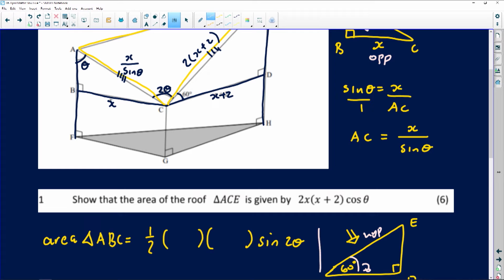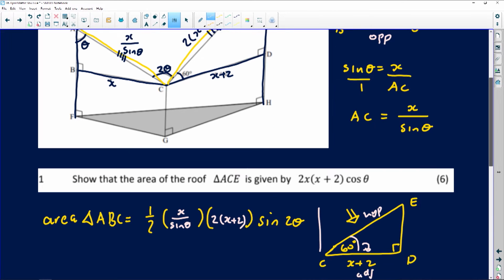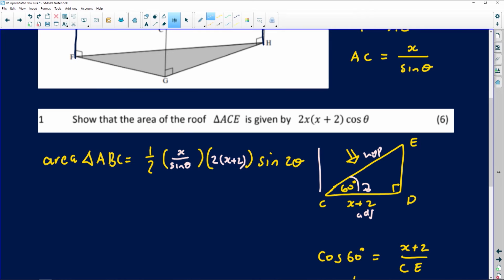And then I'm going to say, okay, fine. I've got all that I'm looking for, because one side was not given to us, we actually found it. It is x over sine of theta. The other side is simply 2 into x plus 2. Those are the 2 sides that include that angle. So if you simplify this, half of 2, this 2 here will cancel. I'm simply sitting with now x over the sine of theta times x plus 2.